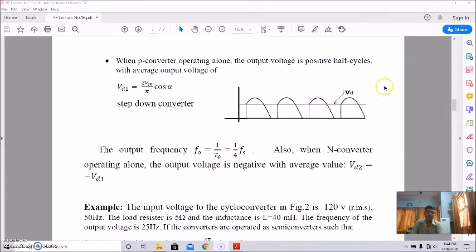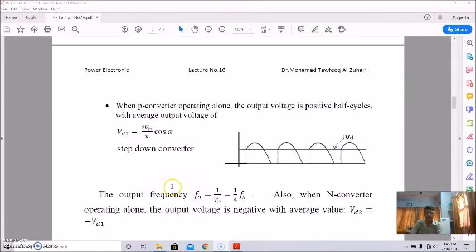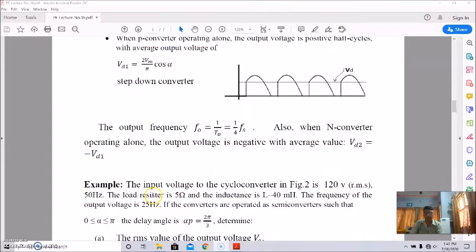This will be the output waveform profile, and this is the output frequency that is equal to 1 by T0, that is equal to 1 by 4 pi Fs, the supply frequency. Also when the N converter is operating alone, the output voltage is negative with average value VDC2 equal to negative of VDC1. So this is a quick recapitulation of our last class discussions.